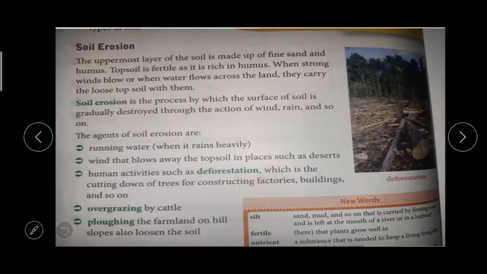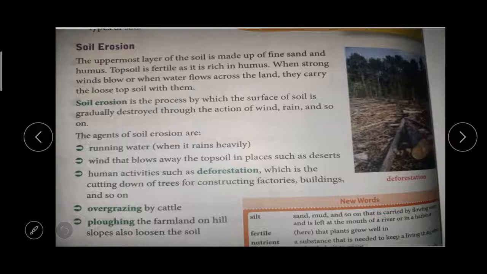So what are the agents of soil erosion? First, running water. If there is heavy rain, soil erosion happens. Then heavy wind flow in the desert area. Then deforestation, which means cutting down trees for factories, buildings and so on. Overgrazing by cattle, cows, sheep and goats, which eat the small grasses, causes soil erosion.